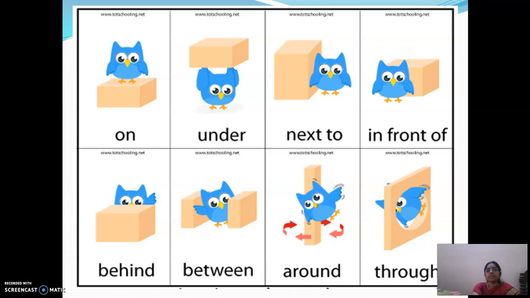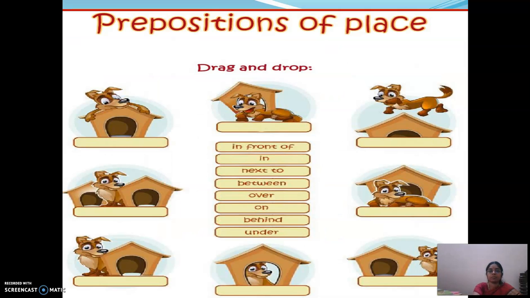So next, here also, prepositions of place: on, under, next to, in front of, behind, between, around, through. You can watch the pictures very keenly. You will notice the difference of how the pictures are and how the prepositions have to be used.